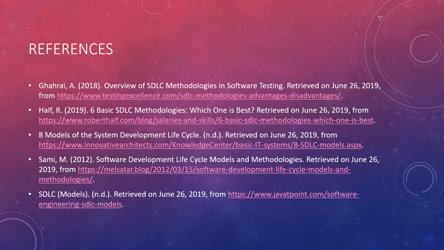And these are my references. So there were a few I didn't talk about, including Big Bang model, prototype model, and rapid application develop model, but those are definitely reviewed in my resources here.